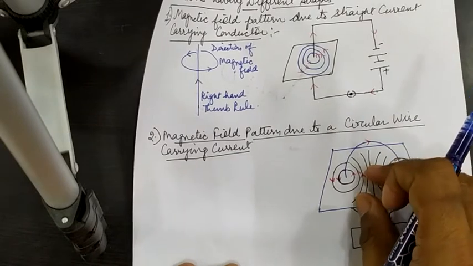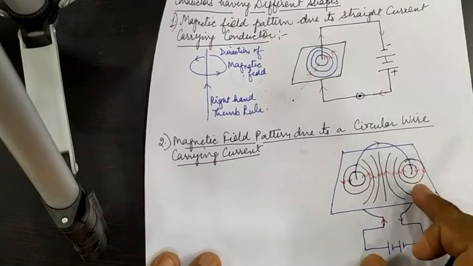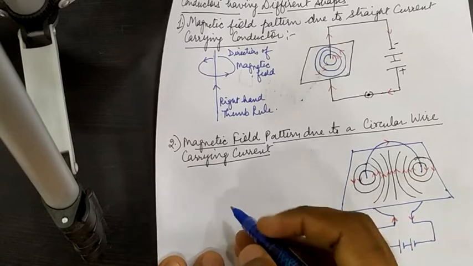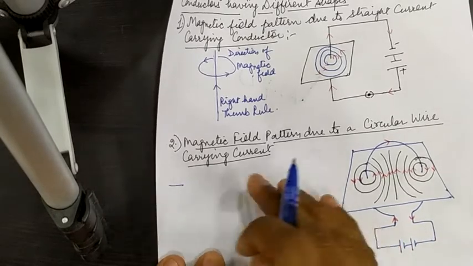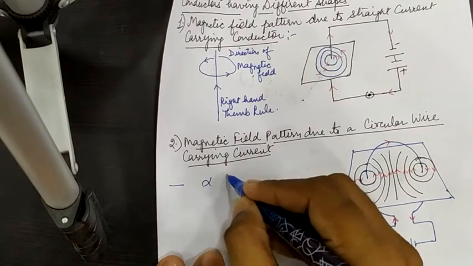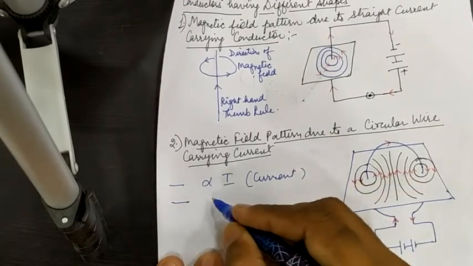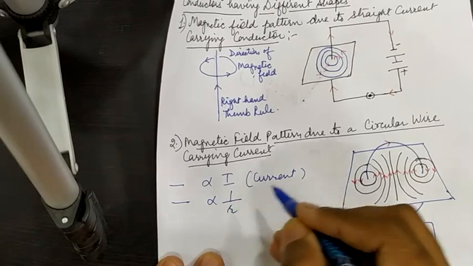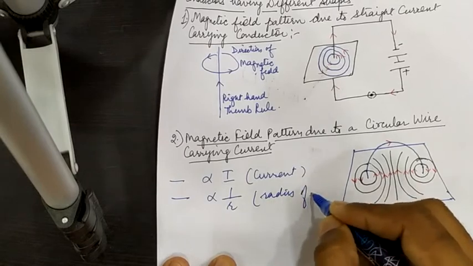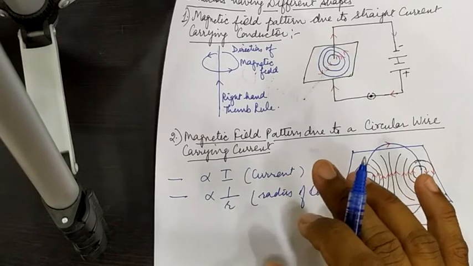In the center it will be maximum, you can see that, because of both these curves at the center, the magnetic field effect will be maximum over here. The magnitude of the magnetic field in this current carrying loop is directly proportional to the current. Let us suppose I is the current. Secondly, it is inversely proportional to the radius of the loop. R stands for the radius of the circular loop. Got it? This is an important concept.